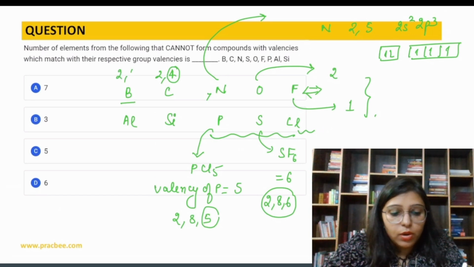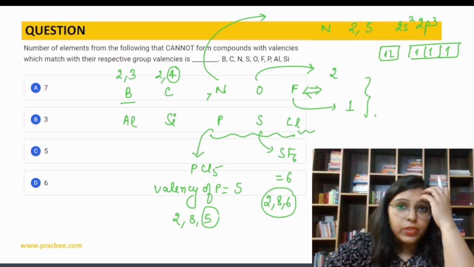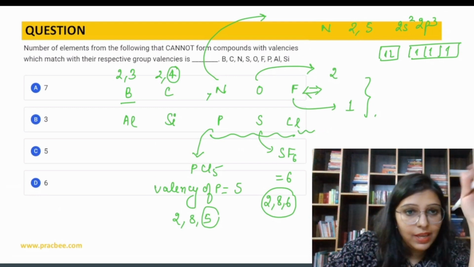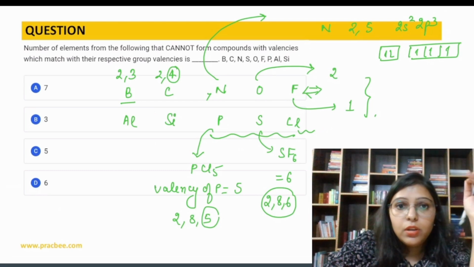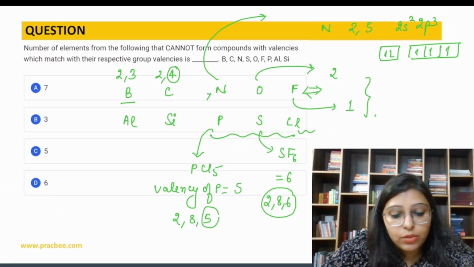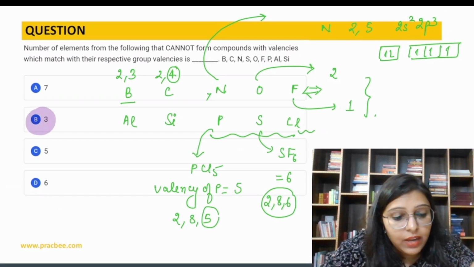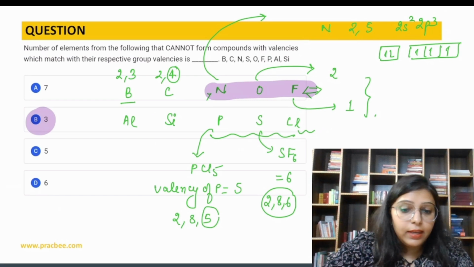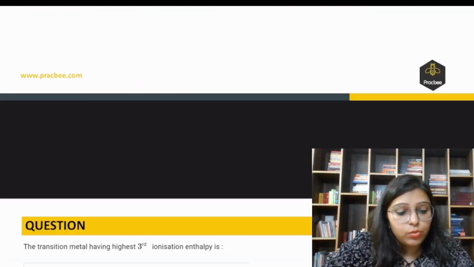Boron, atomic number is 5, configuration 2, 3. So it can form 3 bonds, and as per the group valency, it should form 3 bonds. Same with aluminium, it can form 3 bonds. So the number of elements from the following that cannot form compounds with valency matching their respective group valency is equal to 3. So we have 3 elements for that: nitrogen, oxygen, and fluorine. Clear? Now let's do the next question.